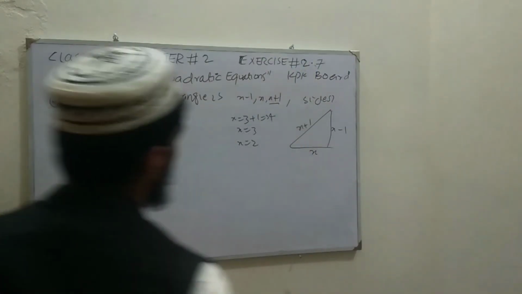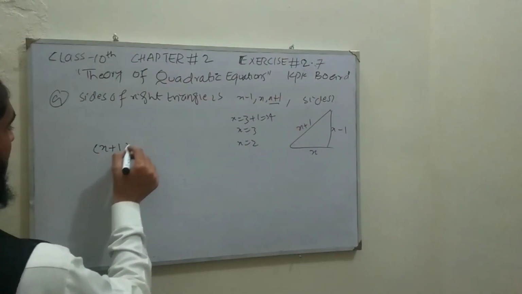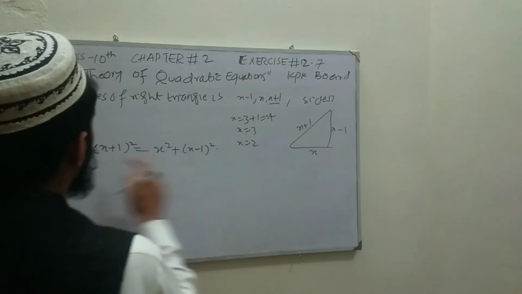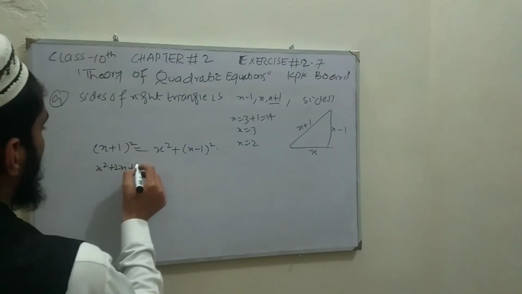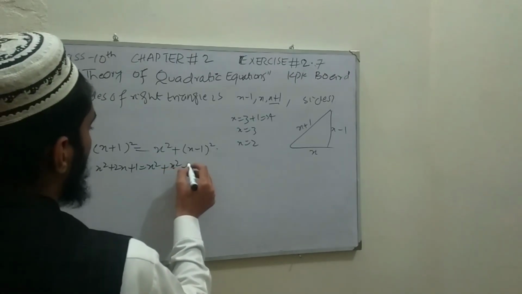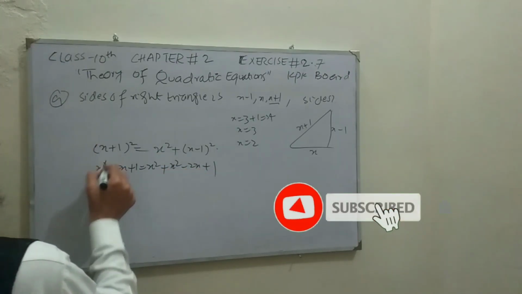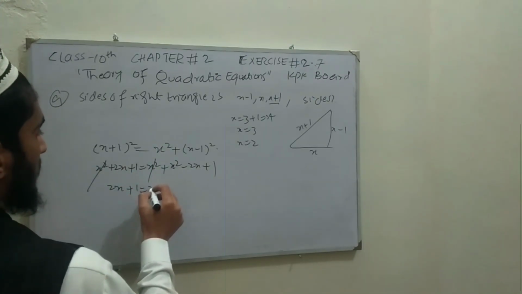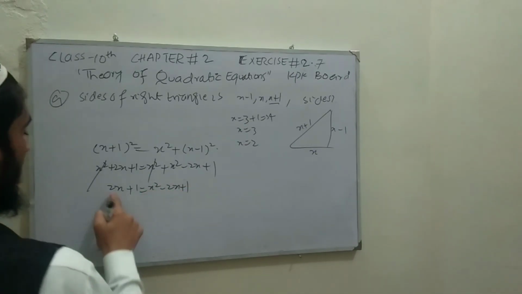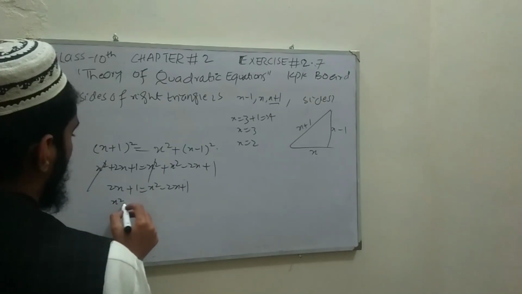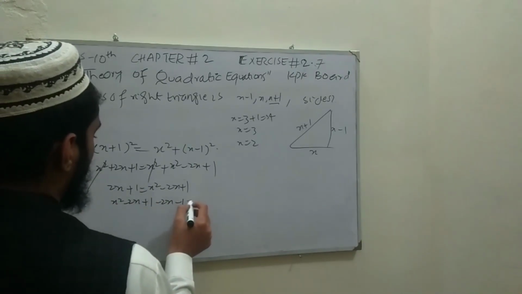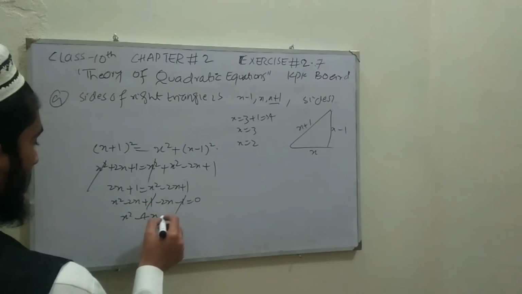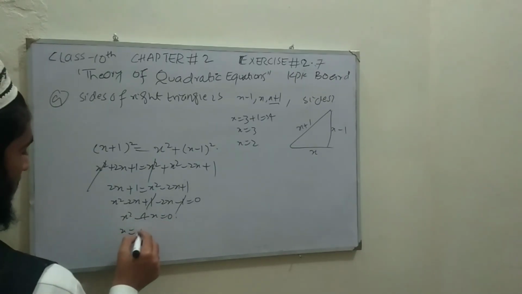Applying the Pythagoras theorem, which tells that hypotenuse square is equal to base square plus perpendicular square. So x square plus 2x plus 1 is equal to x square plus x square minus 2x plus 1. X square will cancel out with x square. 2x plus 1 is equal to x square minus 2x plus 1. Shift 2x plus 1 to the right hand side, it becomes x square minus 2x plus 1 minus 2x minus 1 is equal to 0. 1 will cancel out with 1. And x square minus 4x is equal to 0. Using zero factor property, the value of x will be equal to 0 and 4.